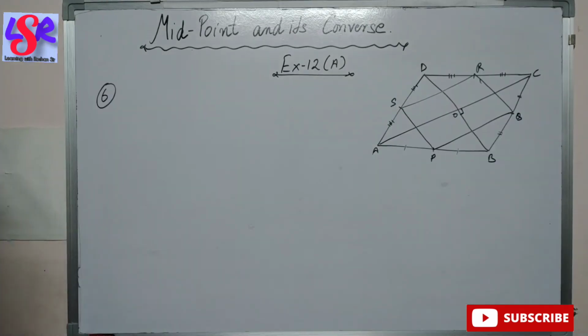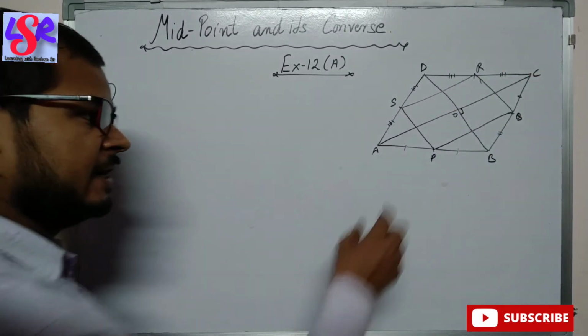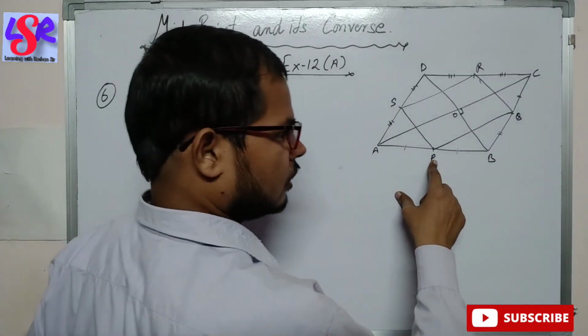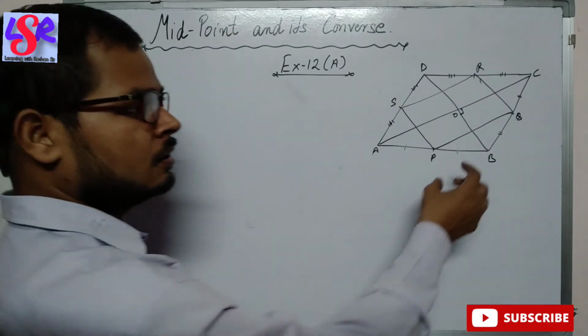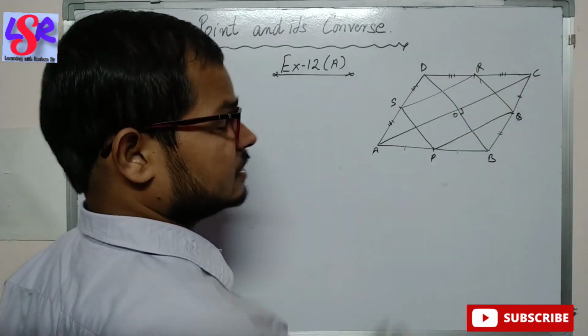Now here in question number 6, we have been given a quadrilateral ABCD in which the diagonals are perpendicular to each other. We have to prove that the quadrilateral formed by joining the midpoints of the respective sides is a rectangle. Therefore, first of all, we are going to prove this PQRS is a parallelogram.